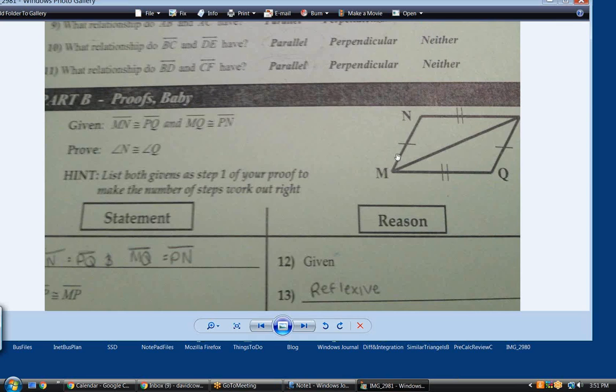So we have MN congruent to PQ, and MQ is congruent to PN. What does that make that figure? What is it called? The fact that opposite sides are congruent to one another. Parallelogram? Correct. And they want us to prove that angle N is equal to angle Q. Okay. So, conceptually, what do we need to show? Let's work backwards. In other words, if I want to prove that N is equal to Q, what am I going to have to prove right before that?